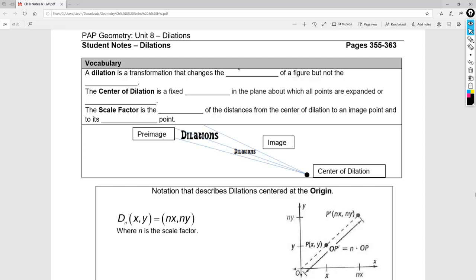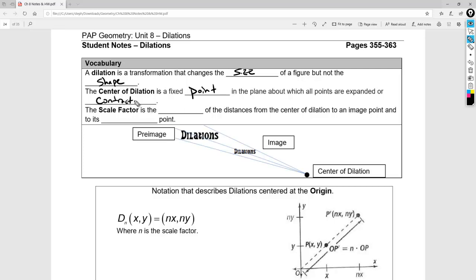Hi everyone, we are talking about dilations today. So first, a little bit of vocabulary. A dilation is a transformation that changes the size of a figure, but not the shape. Okay? Changes the size, but not the shape. So the center of dilation is a fixed point in the plane about which all points are expanded or contracted.